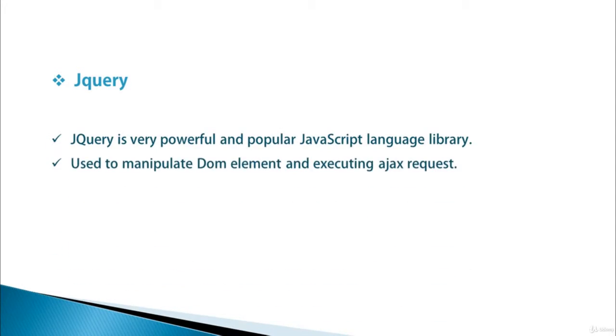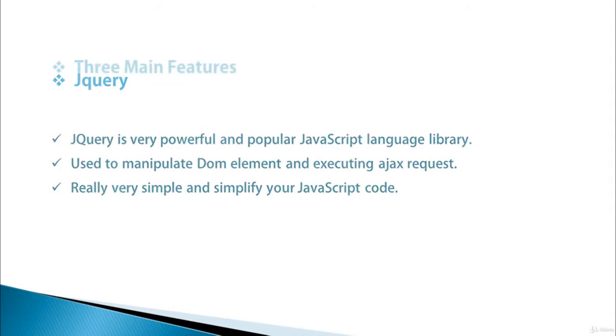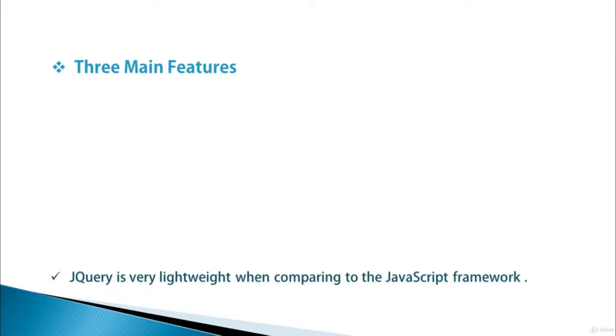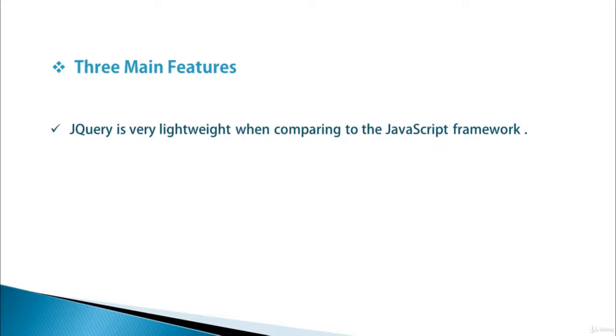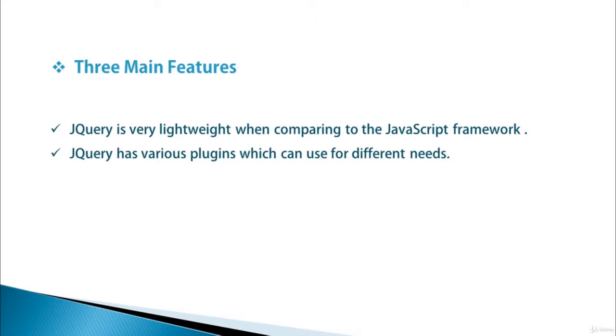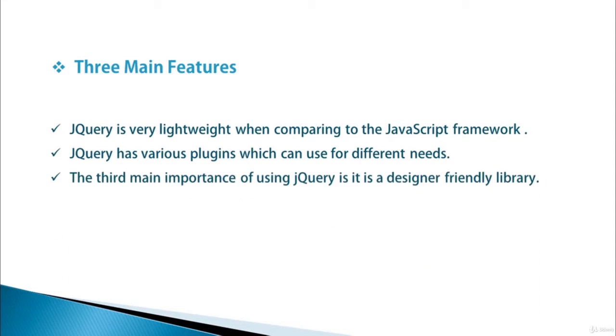jQuery is used to manipulate DOM elements and execute AJAX requests. jQuery is really very simple and simplifies your JavaScript code. So let's understand the main three reasons to use the jQuery library. jQuery is very lightweight when compared to JavaScript frameworks. jQuery has various plugins which can be used for different needs. The third main reason for using jQuery is that it is a designer-friendly library.